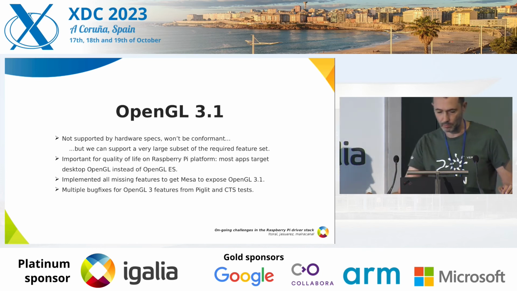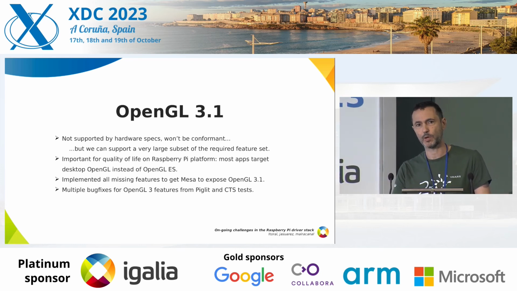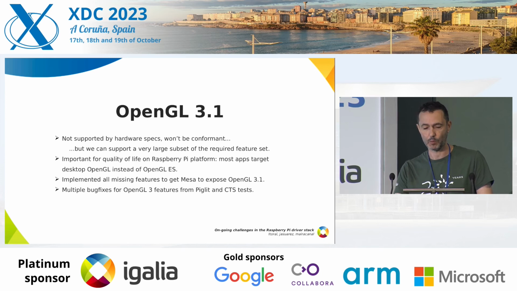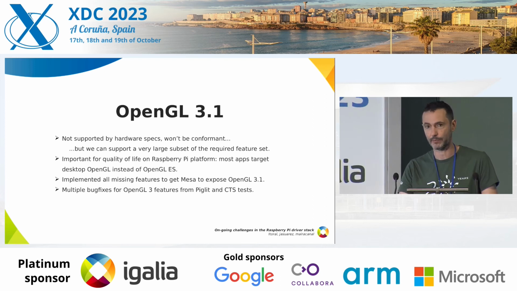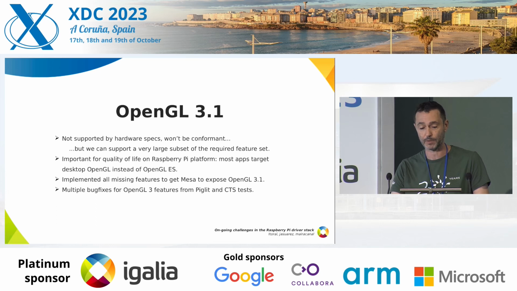Yeah, so OpenGL 3.1 for Raspberry Pi 4. The first thing is that we expose OpenGL 3.1, but we are not conformant, and probably won't be conformant, at least for the Raspberry Pi 4. The reason is that this requires some features in the hardware that we don't have. But still, we have quite a large number of features that allow us to implement all the required extensions to expose OpenGL 3.1. And why is this important?